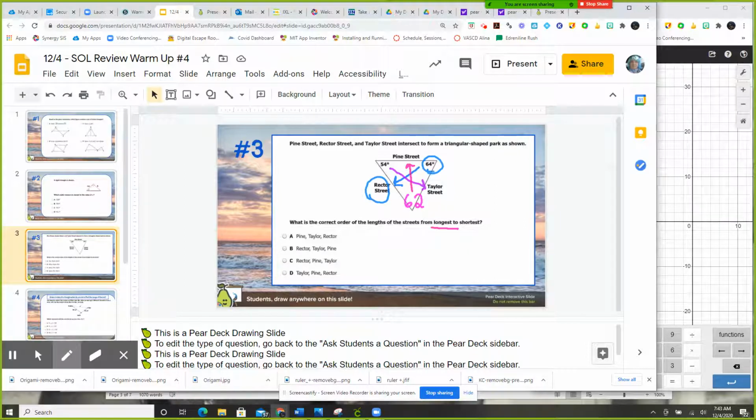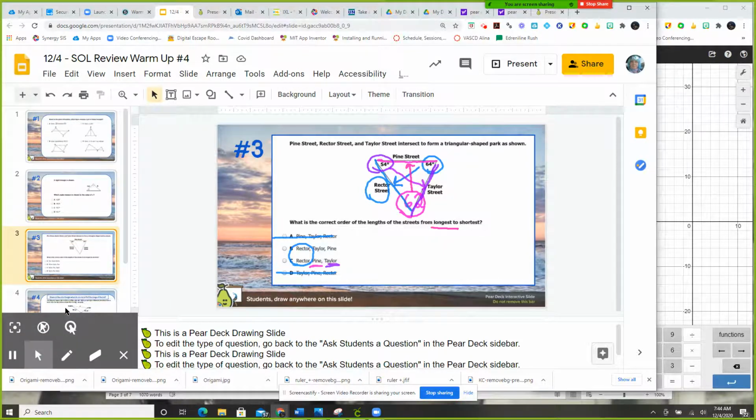Absolutely. 64 is the biggest angle, so Rector Street is the longest street. So Rector Street has to come in the middle, so I know it's not A and D, and a lot of people did that. I was so happy to see it. What comes next? Pine Street. Pine Street, I sometimes call it the mediumest angle. I like inventing new words. So Pine Street is the mediumest angle, and then that leaves the 54, which is Taylor Street. And Taylor Street is going to be the shortest street. Okay. Hopefully these are easy questions. If you were going through, this would be one that you would do right off the bat.